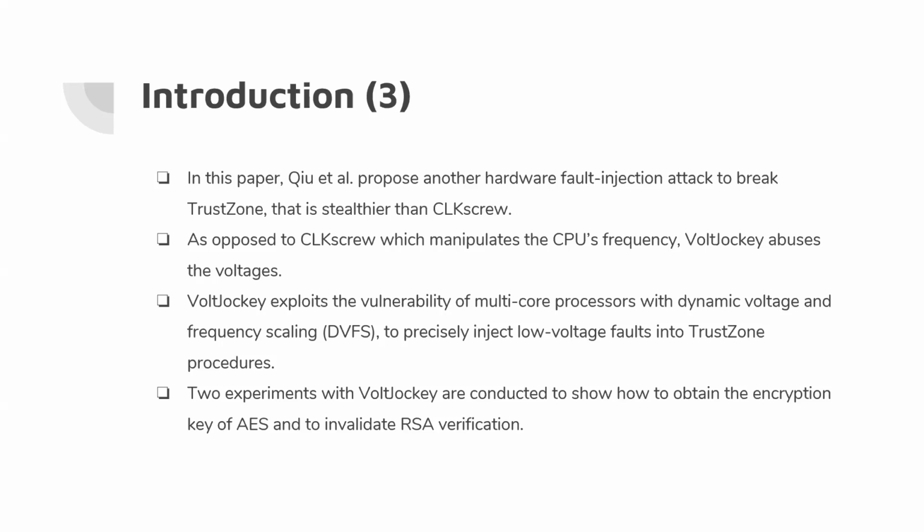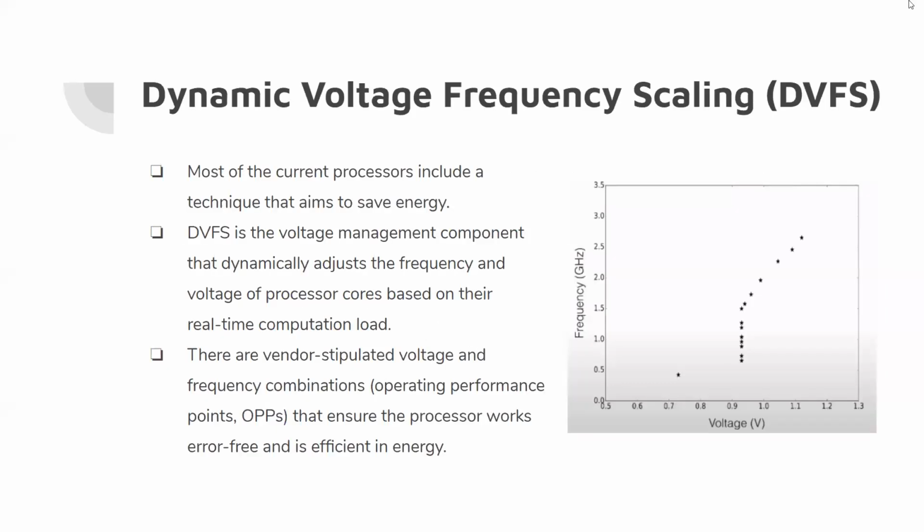First, we need to understand something about multi-core processors. Multi-core processors often have techniques that ensure energy efficiency of the processors. This is called the DVFS, which is dynamic voltage and frequency scaling. DVFS has an inherent vulnerability that we are going to talk about later on. And VoltJockey exploits this vulnerability in order to perform two experiments: one of them is to obtain the key of the AES encryption, and the other is to invalidate an RSA verification that intends to load a malicious application into TrustZone.